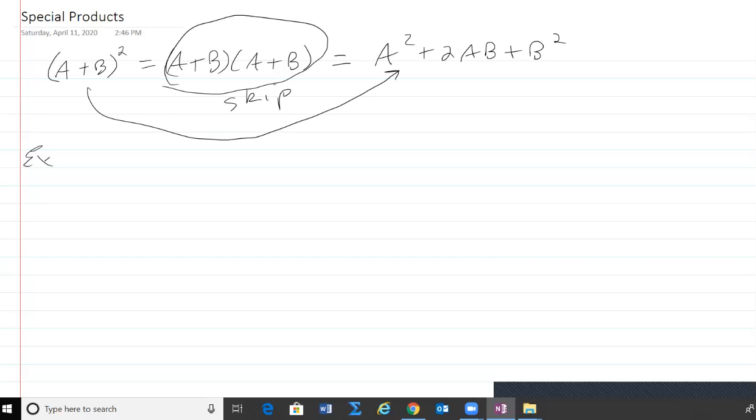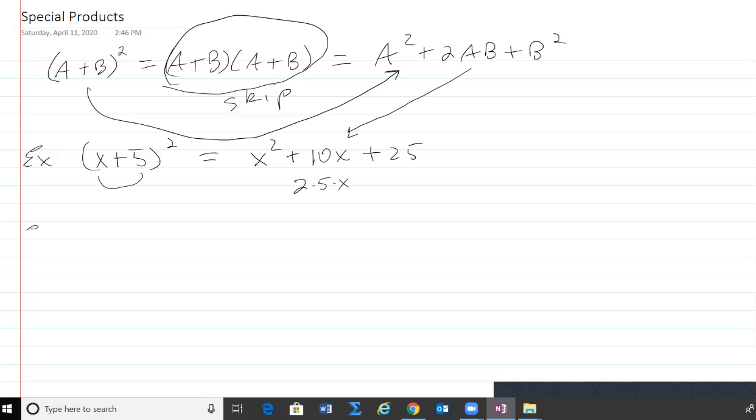So, for example, if you had x plus 5 quantity squared, it would automatically be x squared plus 2 times x times 5, which is a 10x, and then a 25. 5 squared is 25. So this is where the middle term's coming from. In our problem, we're taking 2 times 5 times x, like that. So you're taking this x and this 5 and doubling it.